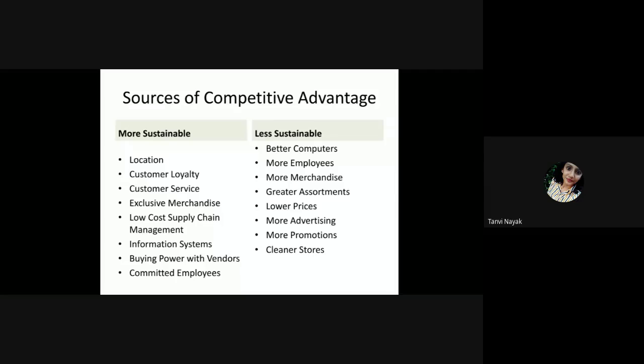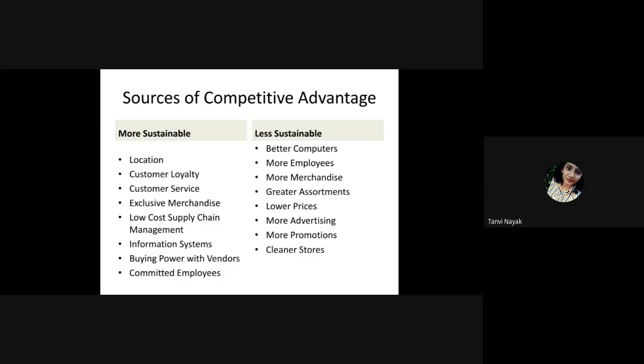Then the more merchandise you keep, the selection of the merchandise is also important, because how much turnover it is going to have for a particular time period, that much has to be kept as a minimum. So the extra you keep is a burden on the retailer, where the money will not be working for you. Then we have greater assortments. If you keep more and more assortment, that also can be less sustainable sometimes, because all the assortment has to be sold.